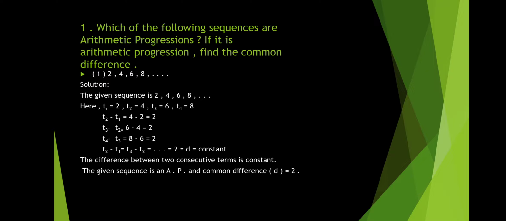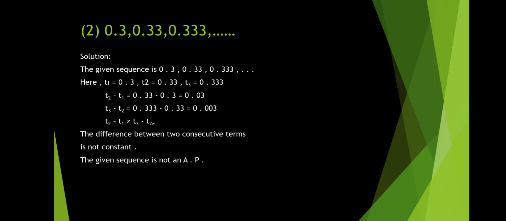We will see the first difference, that is T2 minus T1 is equal to nothing but 4 minus 2, where 4 is the value of T2 and 2 is the value of T1. So the answer is 2. If we will see all the differences, the answer is same, that is 2. If the answer is same, then we will say it is a constant. If the difference between two consecutive terms is constant, then the given sequence is an AP and that constant number is called as the common difference, that is d.